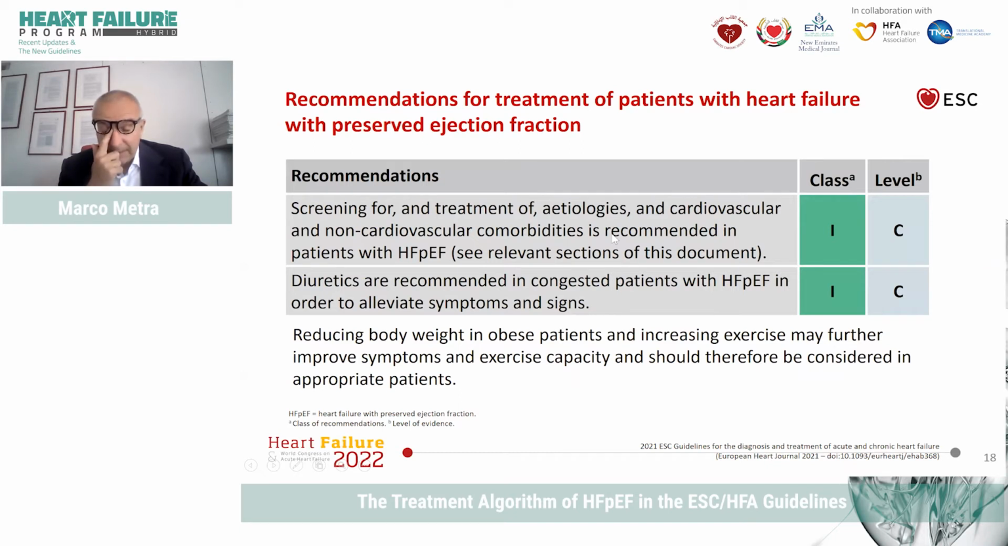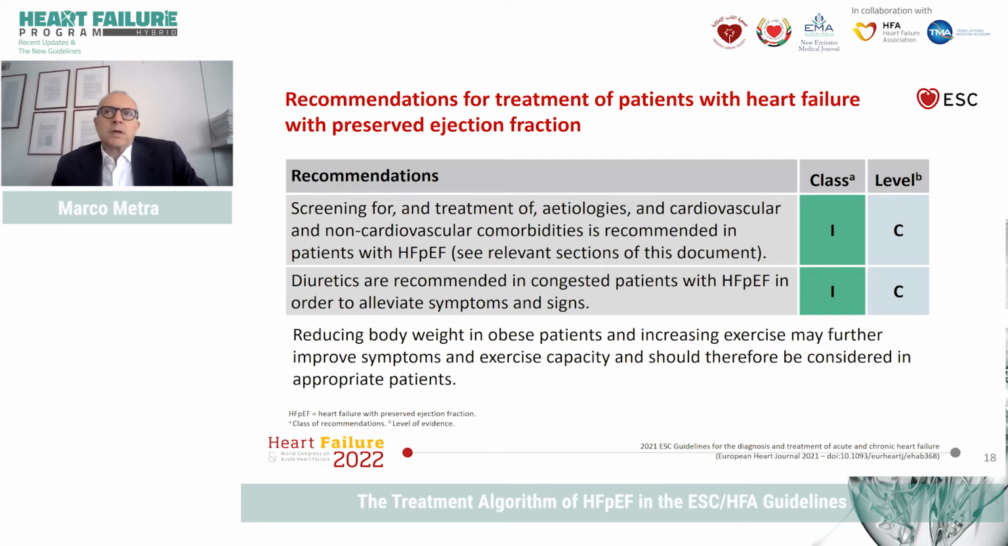In these patients, at the time that we prepared the guidelines, we really did not have a treatment. And so we just wrote as a class 1 recommendation to screen and treat etiologies and cardiovascular and non-cardiovascular comorbidities for the patients with preserved ejection fraction. Diuretics for the patients with congestion, and nothing more. We have a recommendation to reduce body weight in obese patients, as this may increase exercise capacity and improve symptoms.